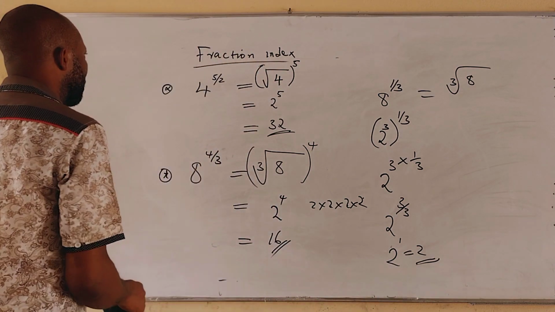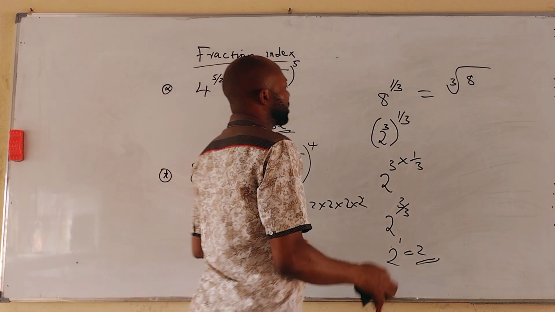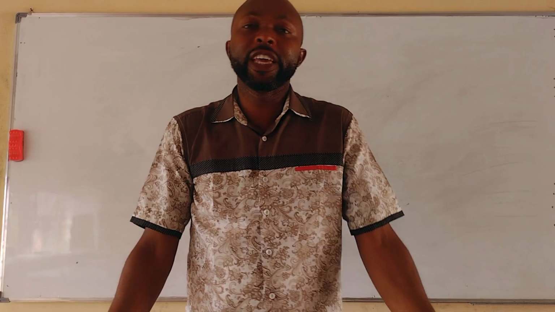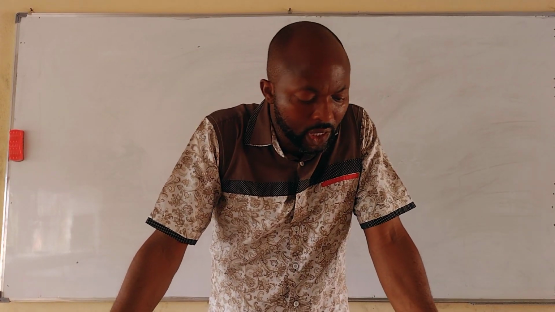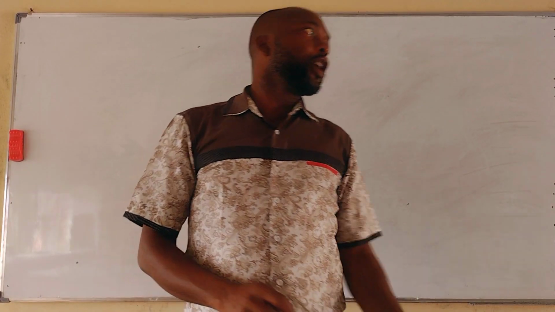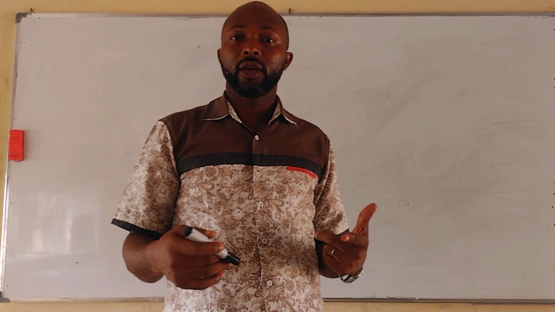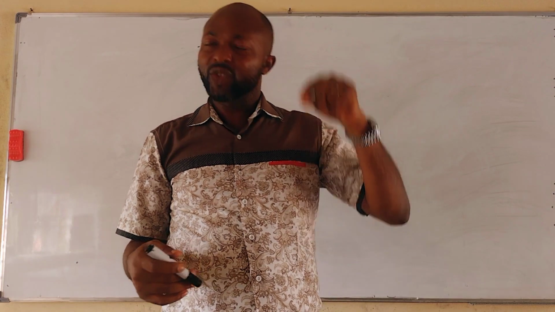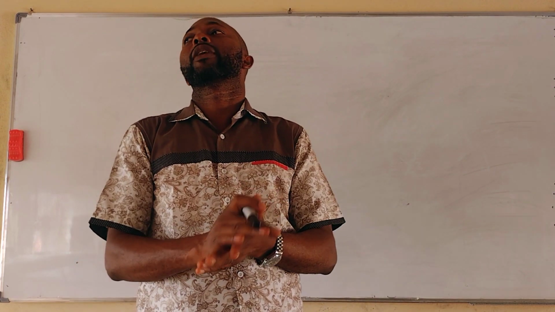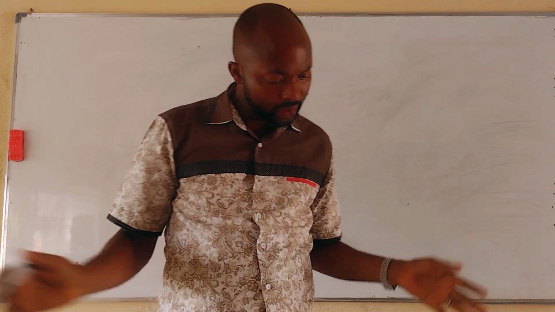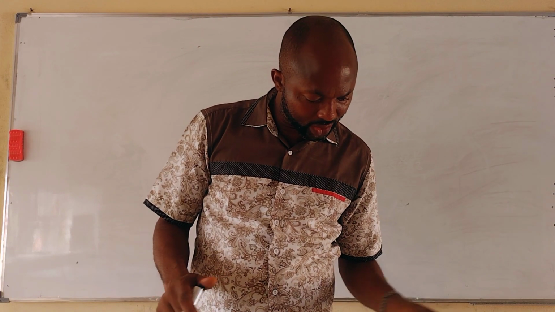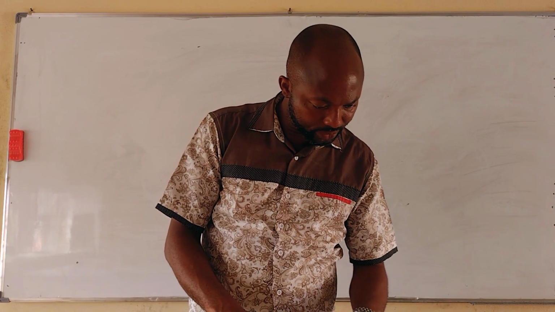Okay, I think we're progressing. Let's take another one. That's one, negative index law. It says a number raised to a negative index equals the reciprocal of that number raised to the same positive index. Let's take some examples, all right?